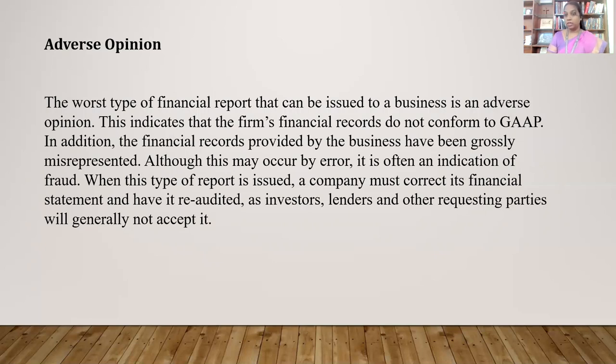The third opinion is called an adverse opinion, which no business entity would expect. Here the auditor states that the books of accounts do not conform to GAAP, and that they are grossly misrepresented. That means frauds have been committed in maintaining the books of accounts. There may also be some unintentional errors, but there is a high possibility of fraud in recording the books of accounts. When such an opinion is given, it is advisable for the company to rework its financial statements and get them re-audited, because stakeholders like investors and lenders will not accept such an opinion. So this has to be revised by the company.